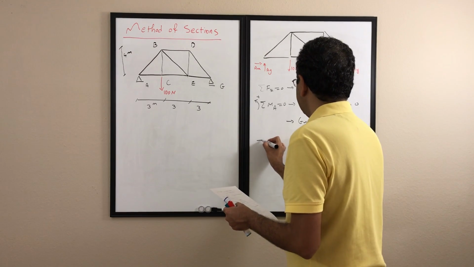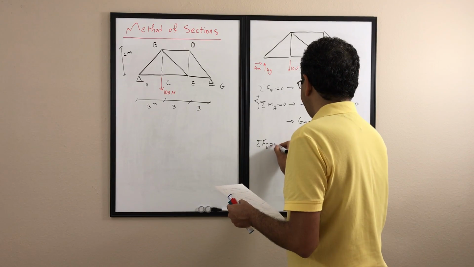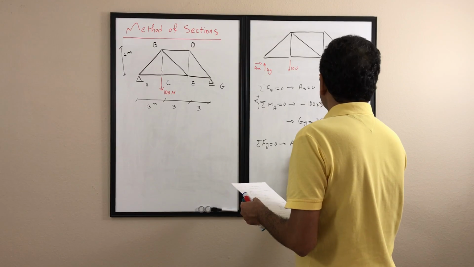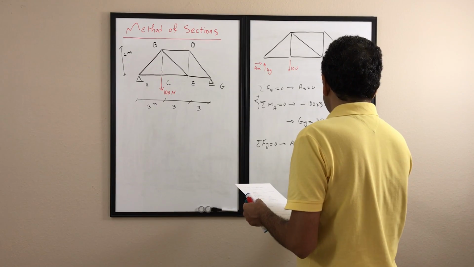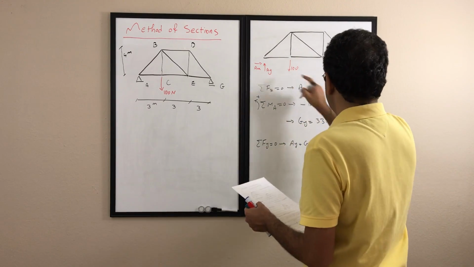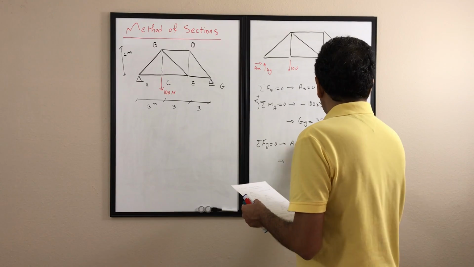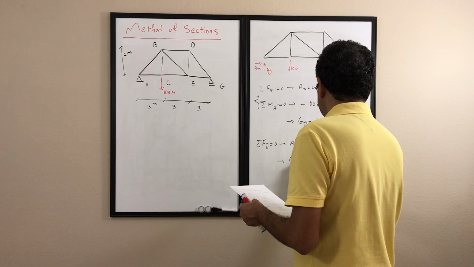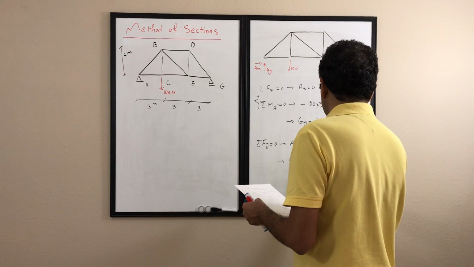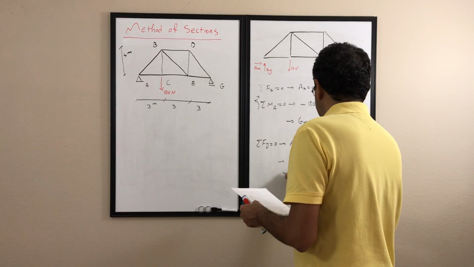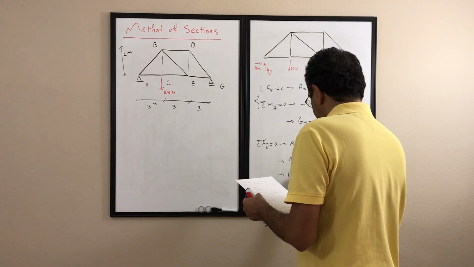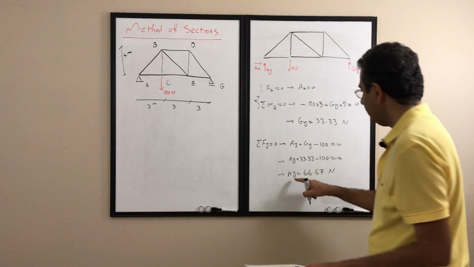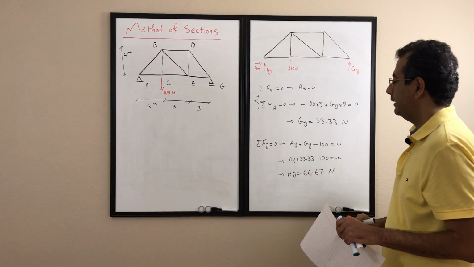Then if I write sigma Fy is 0, I have AY plus GY minus 100 is 0. Therefore, AY plus 33.33 minus 100 is 0. Therefore, AY would become 66.67 Newton. So I have calculated all the reactions here.